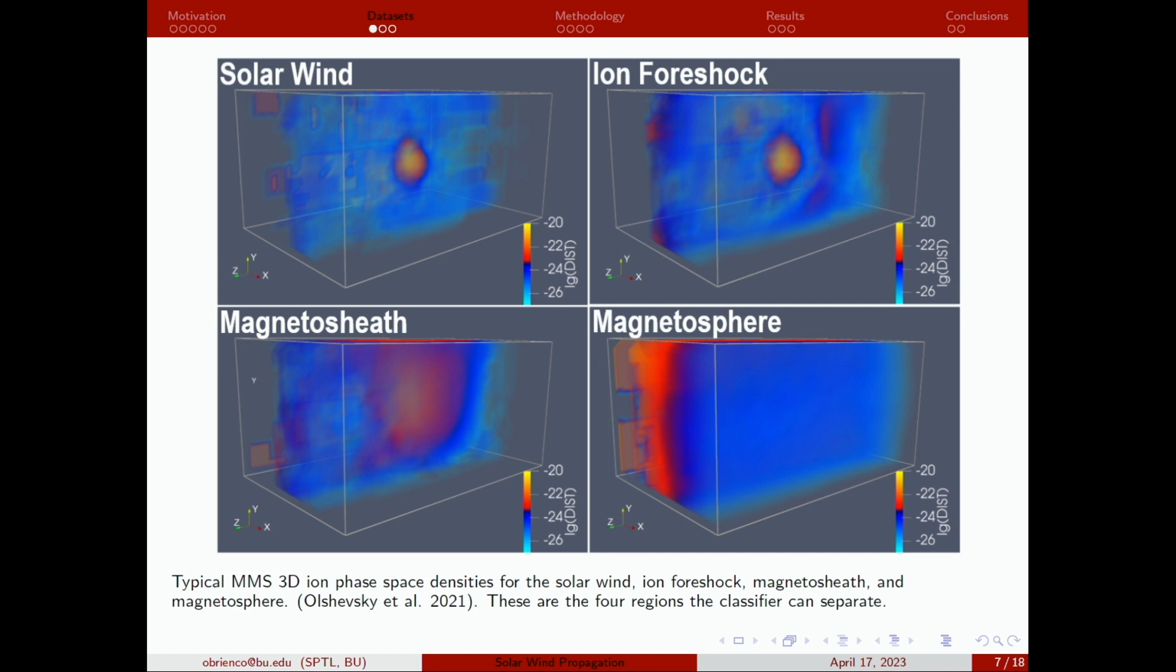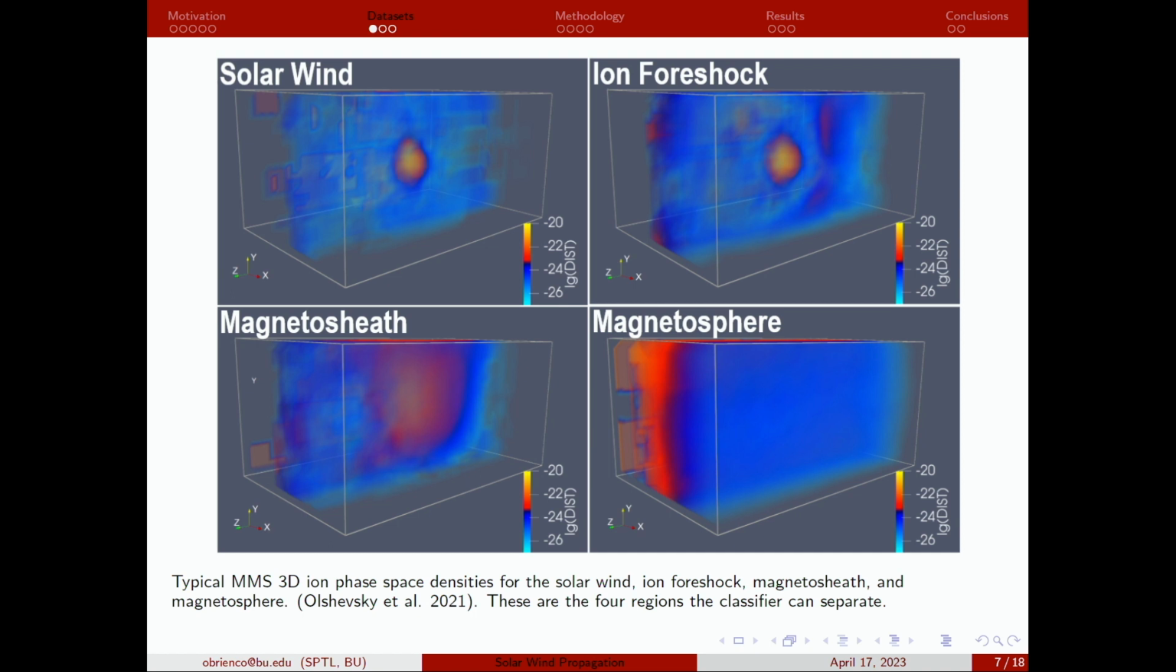This algorithm was trained by Vyacheslav Olszewski. And you can see the solar wind distribution function, where it's a very tight distribution function oriented along the magnetic field. You can see the ion foreshock, where you can see the solar wind in the center, and then counter-streaming ions around the outside. The magnetosheath, which is a very broad, thermalized distribution. And then the magnetosphere, which is sort of isotropic.